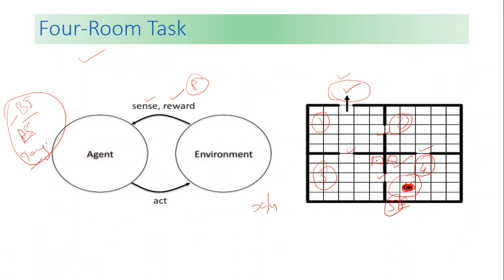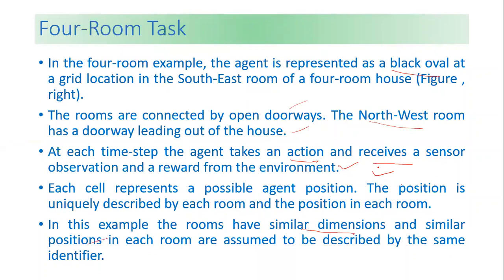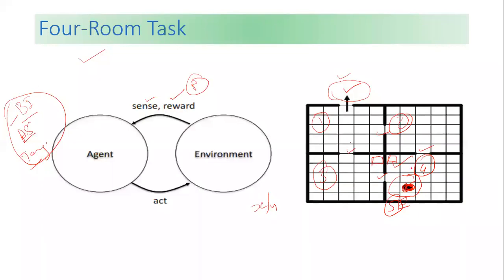That all the blocks have equal size. And the same identifier, so the value of this will also be the same, this is also the same, this is also the same. So all the identifier values will be the same. But what will be our target? Our target is that this oval, this agent, wants to get outside from all these 4 rooms.